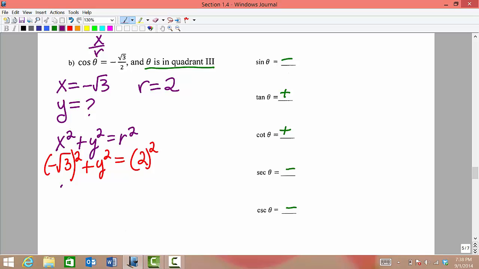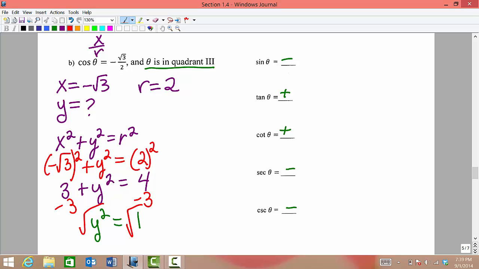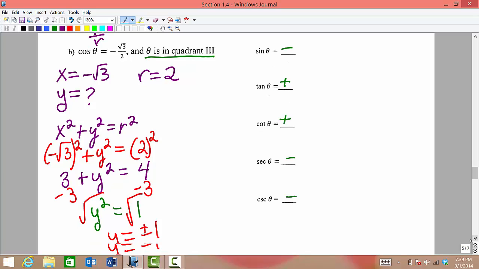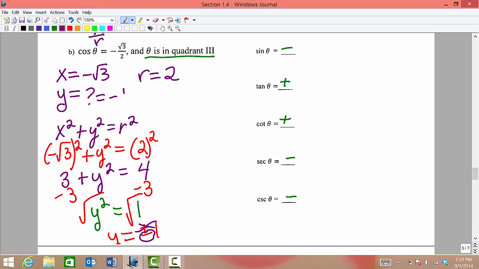Square root of 3 squared would be 3. 2 squared is 4. We will subtract 3 from both sides. y squared is a positive 1. And taking the square root of both sides, we get that y is equal to plus or minus 1. So is it plus or minus? Well, we are in quadrant 3, and y is negative in quadrant 3. So we get y is equal to negative 1.